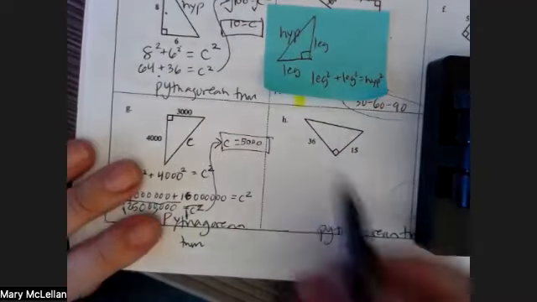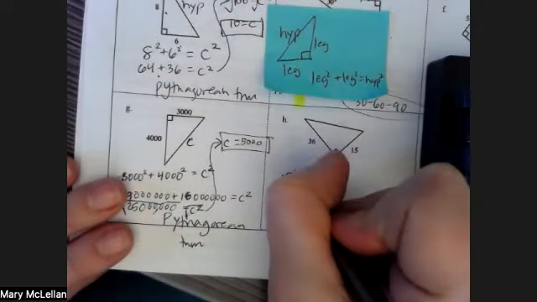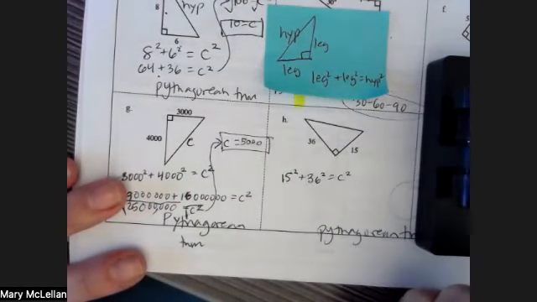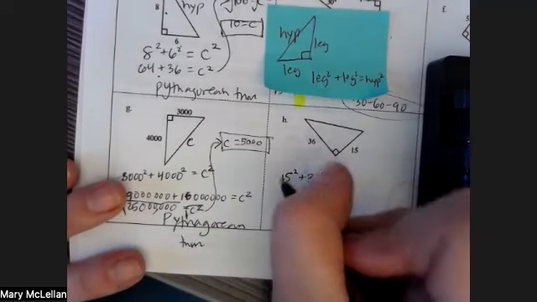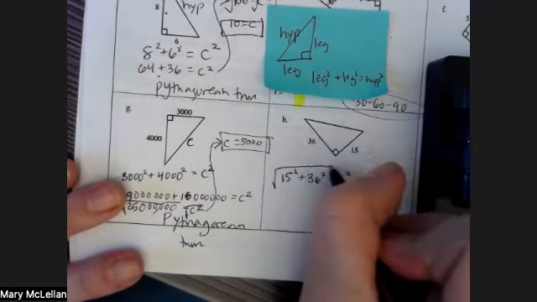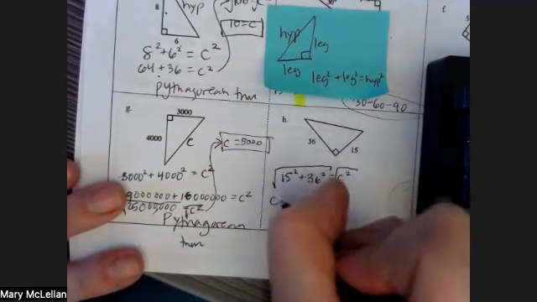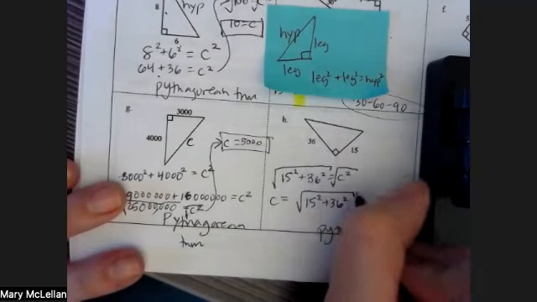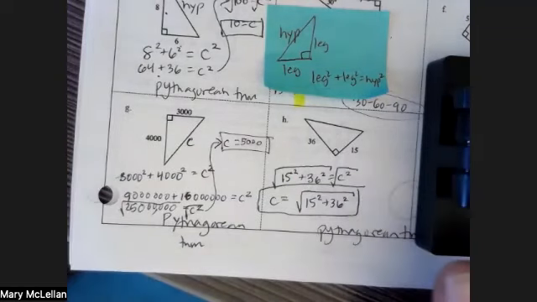15 and 36. Pythagorean theorem. 15 squared plus 36 squared equals c squared. I do not know what 36 squared is. This will be my final answer: the square root of 15 squared plus 36 squared. Now, if we were allowing calculators for this unit, then sure, you could figure that out. But there's something to be said for the value of leaving answers in exact form and doing what you can by hand reasonably.